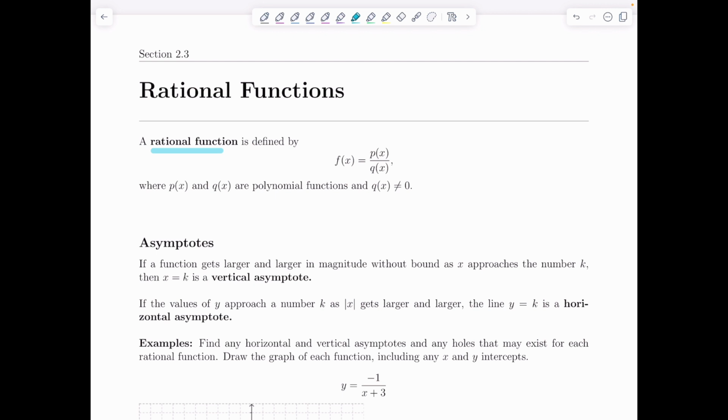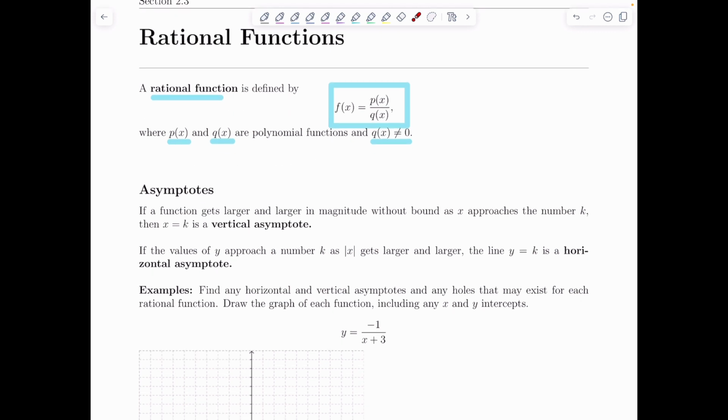We say f of x is equal to p of x over q of x, where p and q are polynomial functions and q of x is not zero. The denominator is not zero. So basically a rational function is a ratio or a fraction of two polynomials. And there's two important components for every rational function that we need to find when we graph them. That is their vertical asymptote, and then sometimes they have a horizontal asymptote.